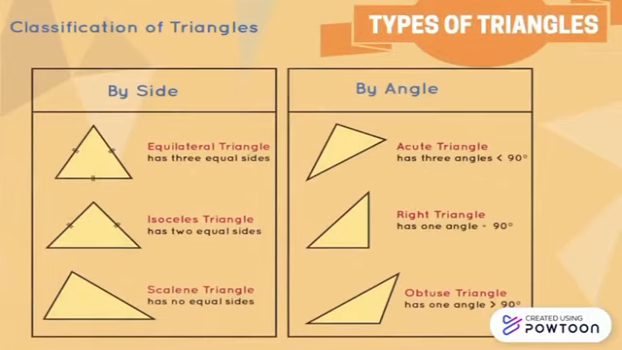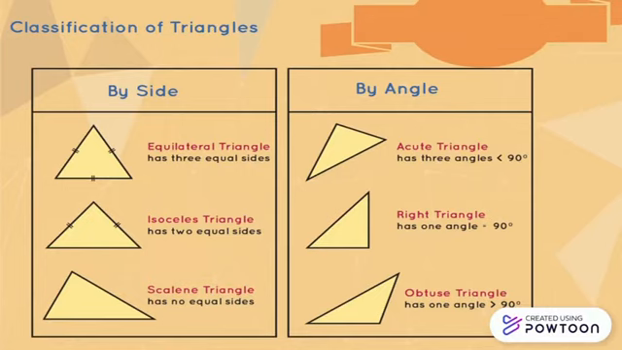Classification of triangles. Here we will be looking into the types of triangles, by side and by angle. By side, we have equilateral triangle, isosceles triangle, and scalene triangle. By angle, we have acute triangle, right triangle, and obtuse triangle.